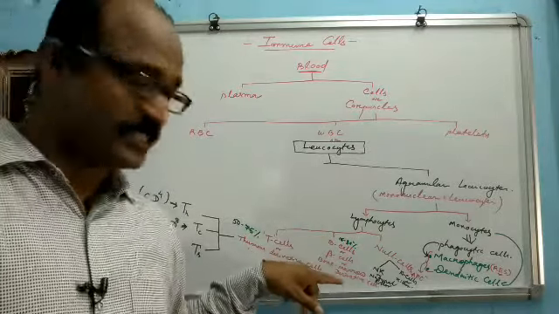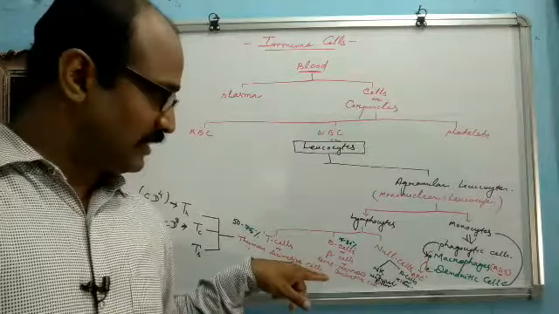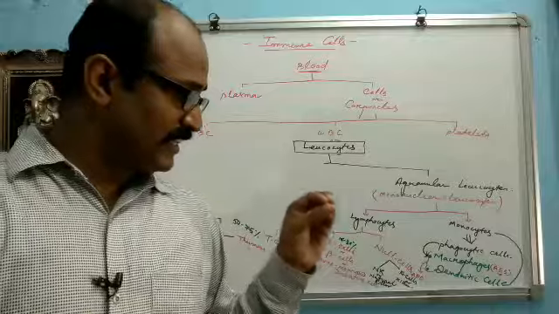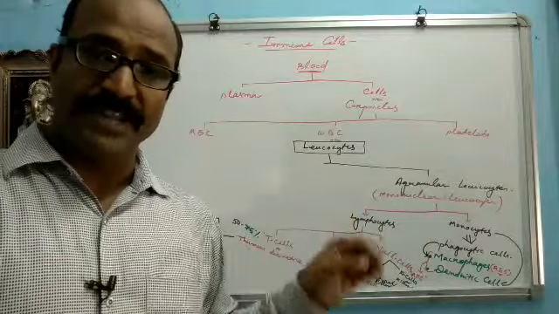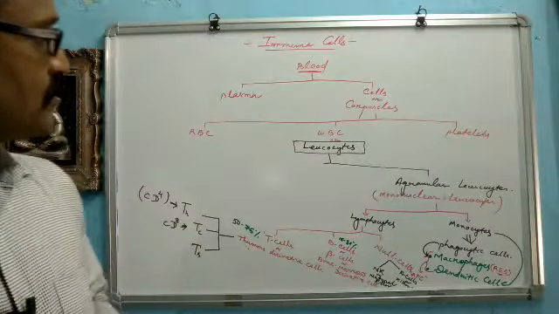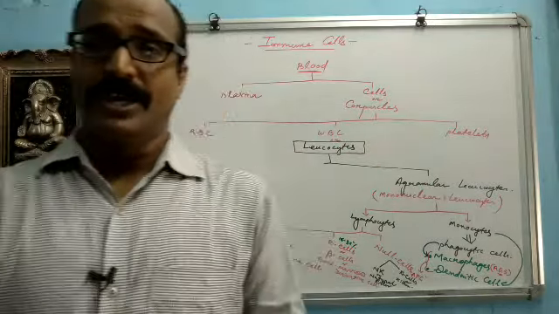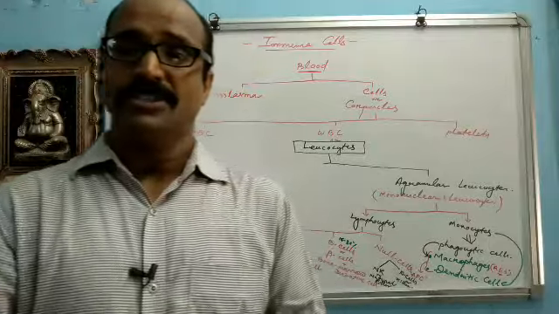In case of birds, there is no bone marrow. There the cells develop or mature inside the bursa of Fabricius. That's why these are the immune cells responsible for the defense system, and I hope you understand better.